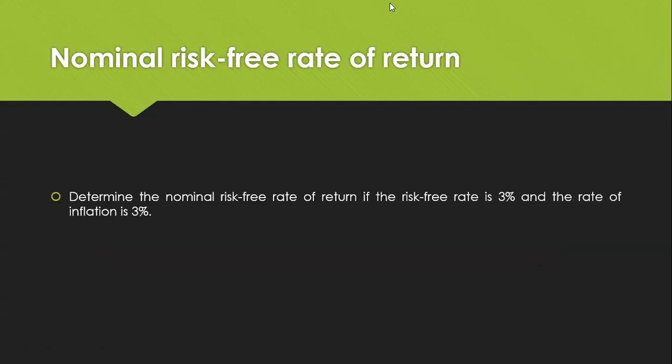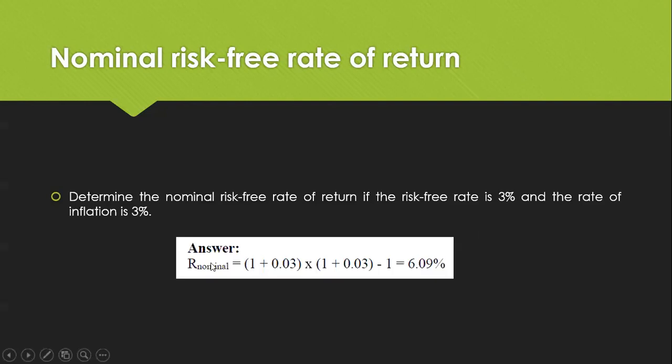So how much did you compute? Type it in the chat box. 6.09 or 6.1. Everyone got the same answer? Okay, that's correct. Using our formula, that's 1 plus risk-free rate, here 3%, so 0.03 in decimal form, times 1 plus the inflation rate, still at 3%, so 0.03, and then deduct 1, you will get 6.09%. Very good.